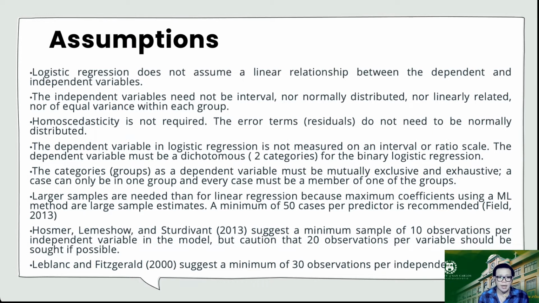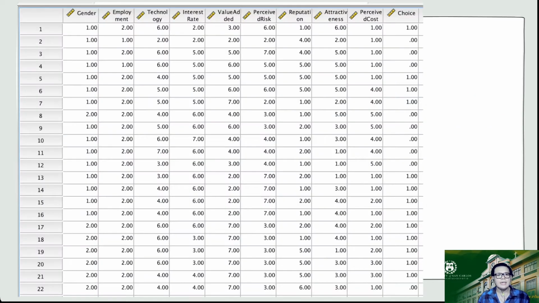Fitzgerald et al. suggest a minimum of 30 observations per independent variable. This is a very good example. As you can see, this data was generated in Microsoft Excel. Here you can see gender and employment, which are not actually included. The independent variables here are technology, interest rate, value added, perceived risk, reputation, attractiveness, and perceived cost. And the choices are: 0 is considered public and 1 is considered private.